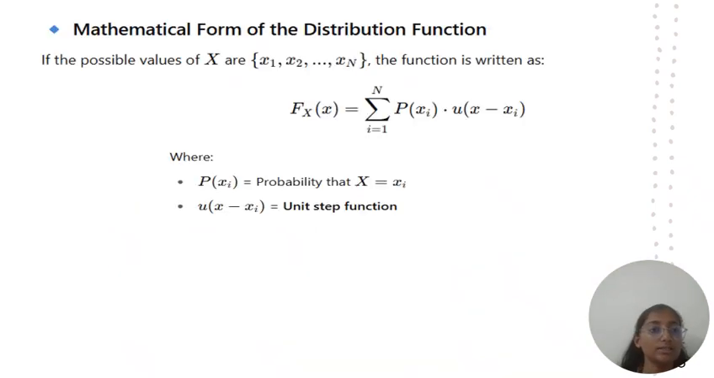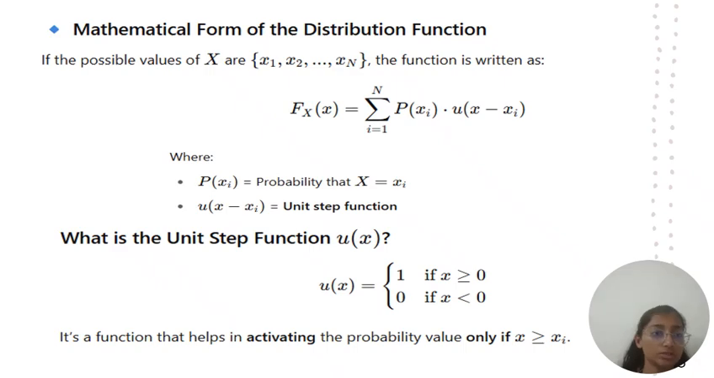Now let us see the mathematical form of the distribution function. If the possible values of X are x1, x2, x3 and so on until xn, the function is written as follows. F_X(x) equals the sum from i equals 1 to n of p(xi) times u(x minus xi), where p(xi) is the probability that capital X equals small xi. Here u(x) represents the unit step function, and u(x minus xi) is the shifted unit step function.